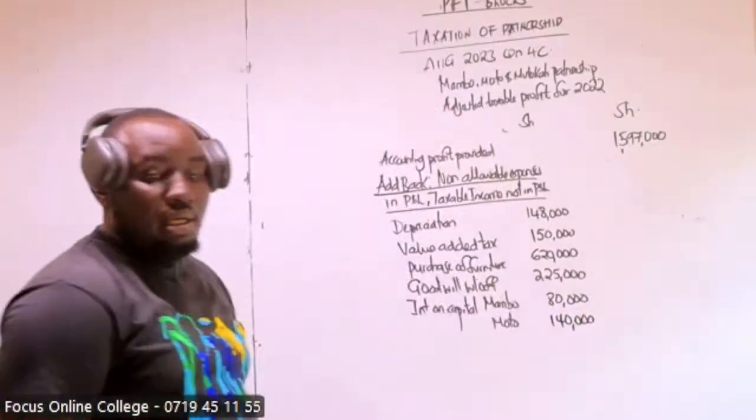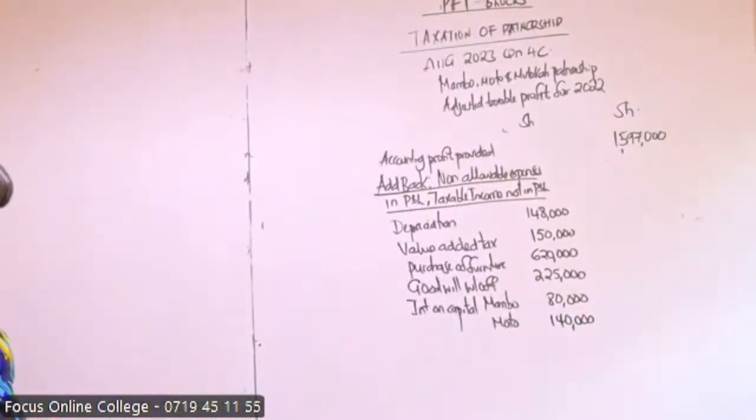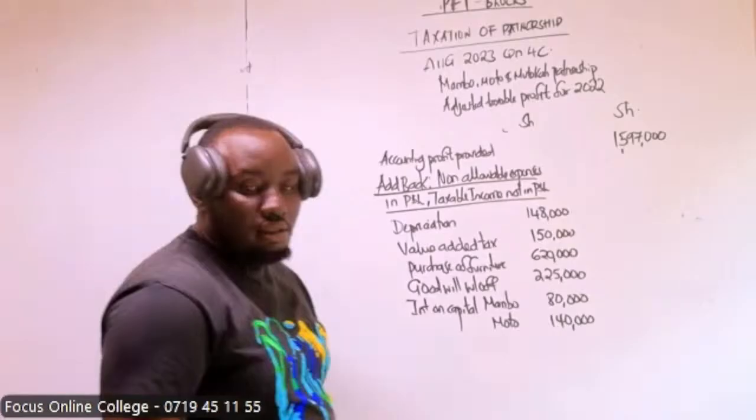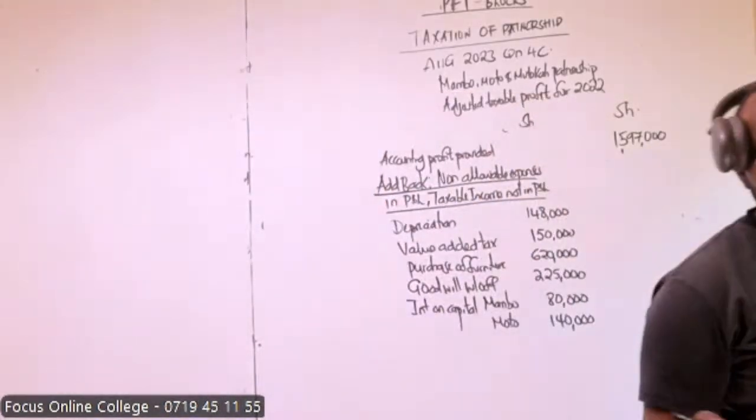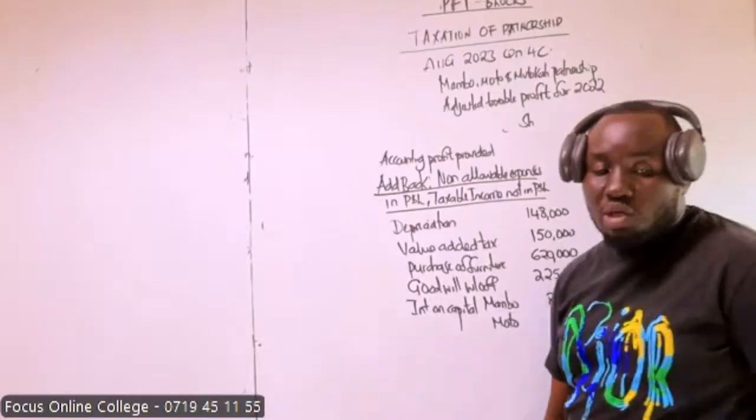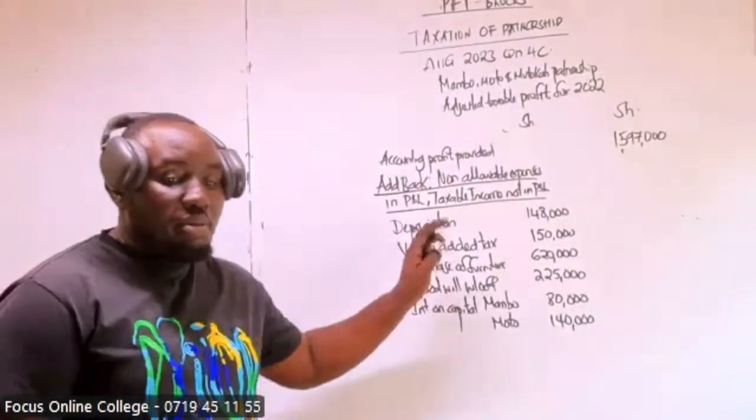Is there anybody we are losing, or are we together? Favored, tuko pamoja? Are we together? Wait first, I'm still on the income statement. I'm going to the additional information. Is everybody okay up to this point?